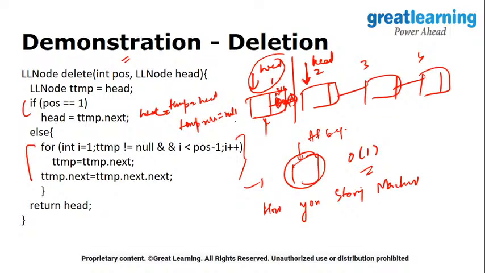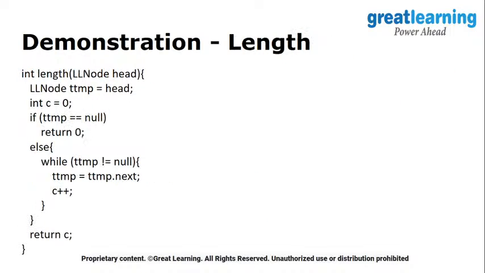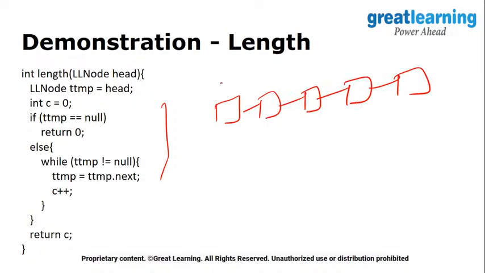So now what is happening? This is your deletion. Now if you want to calculate the length, you can also do that. Let's suppose you have these nodes over here, and you want to calculate the length of the linked list. You have head pointing to this node, and in this case also you have temp pointing to this. This is the first step.